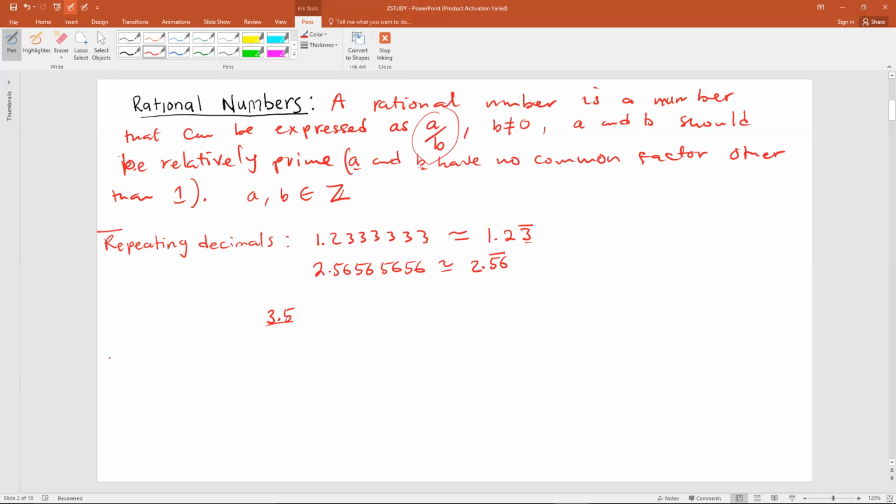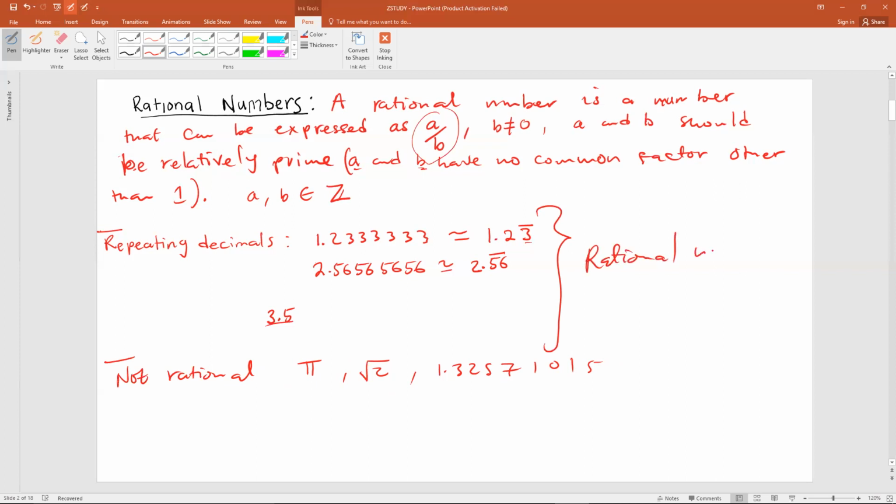Now, numbers that are not rational: the first one is pi. Pi is not rational. Square root of 2. These are not rational numbers. A number like 1, 3, 2, 5, 7, 0, with no pattern at all, is not rational. So these are not rational numbers. These are rational numbers.